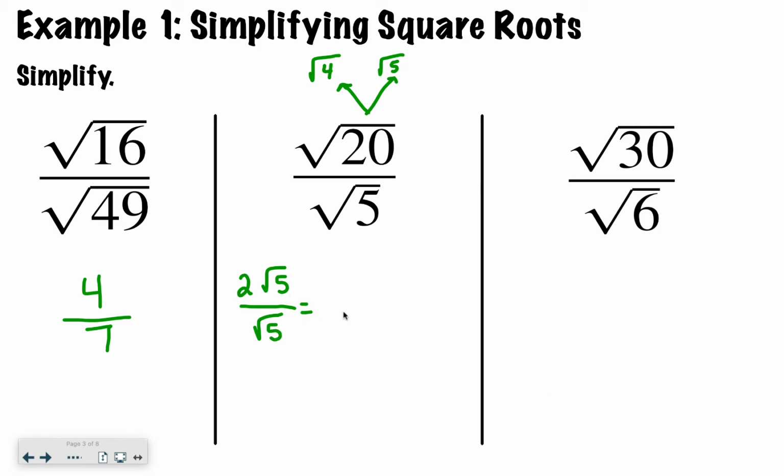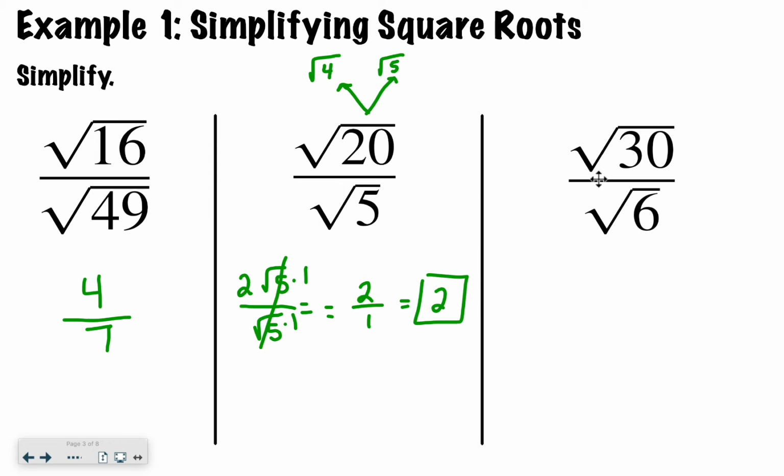Now, what's really cool about this is whenever you have the exact same thing on the top and bottom of a fraction, it cancels and it just becomes the number 1. So this would become a 1 and a 1, because anything divided by itself is 1. So 2 times 1 is just 2 over 1. So my answer for this problem would actually just be the number 2. So again, this one, we didn't have any radicals left. But let's look at an example where we do have a radical left.